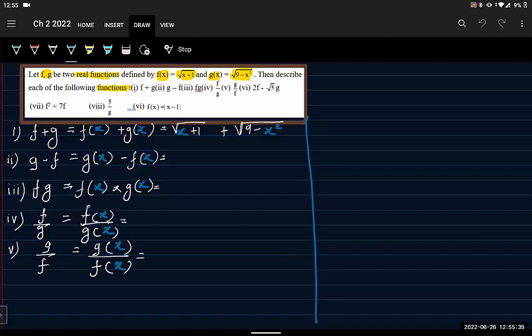Now for the second sub question, it is g minus f. By definition, it would be g of x minus f of x. So first we'll write g of x, which is root of 9 minus x square, minus under root of x plus 1.